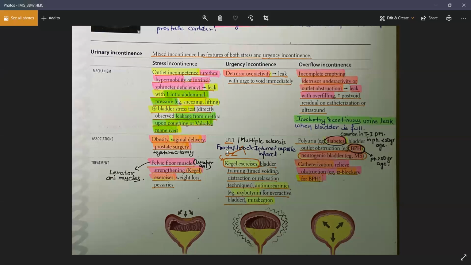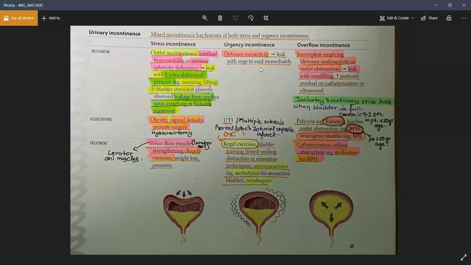Okay, there is a posture for the Kegel exercise, and it will help tighten the muscles of the pelvic floor, that is, the levator ani muscles. If the patient is obese, then she needs to do weight loss also. So all these things are for the treatment of stress incontinence.